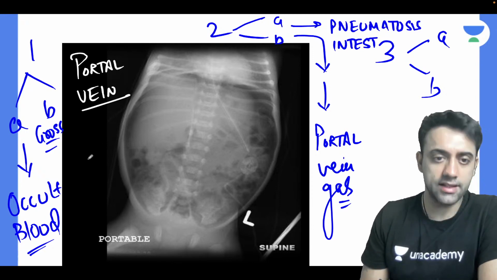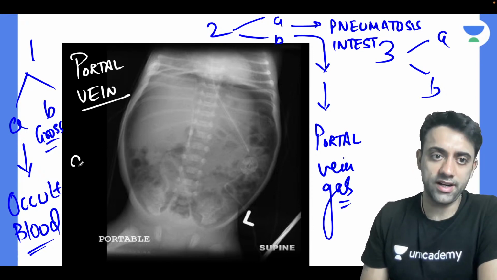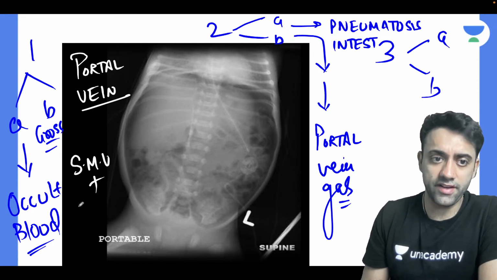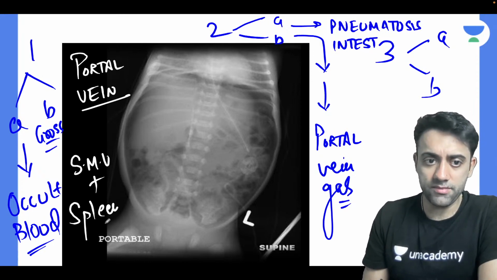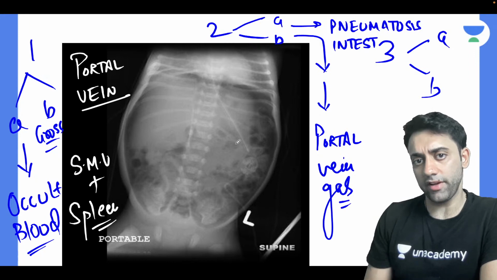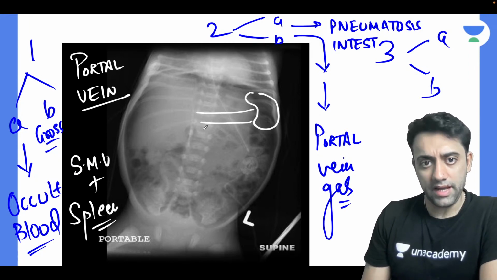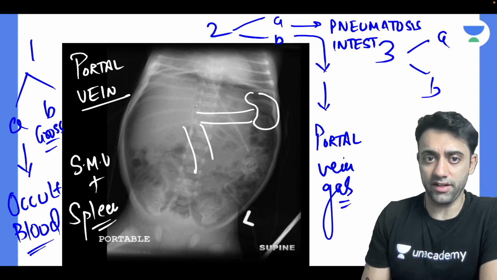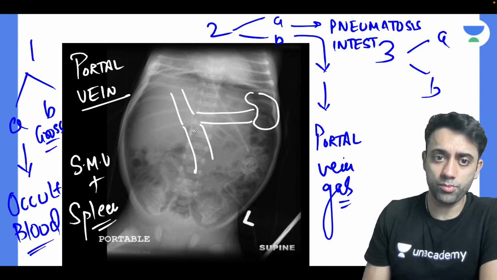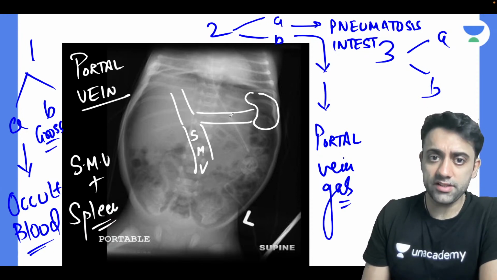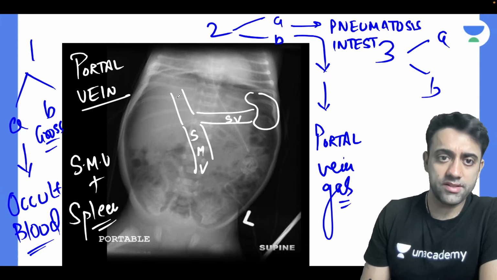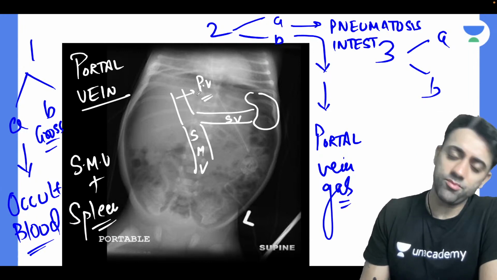Yes, exactly. Priya has told the right answer: superior mesenteric vein and splenic vein. You know, right? This side we have the spleen, so this is the splenic vein, and down we have the superior mesenteric vein. Superior mesenteric vein and splenic vein form the portal vein.